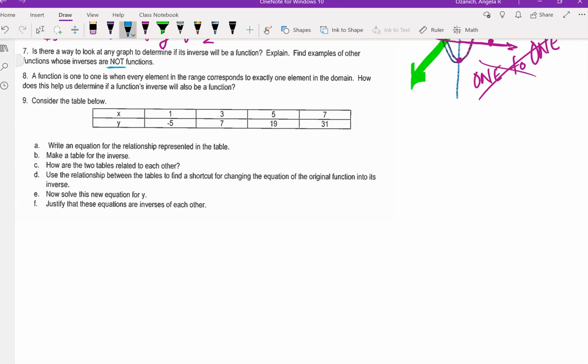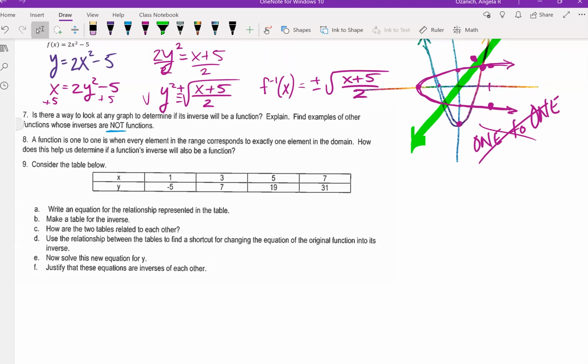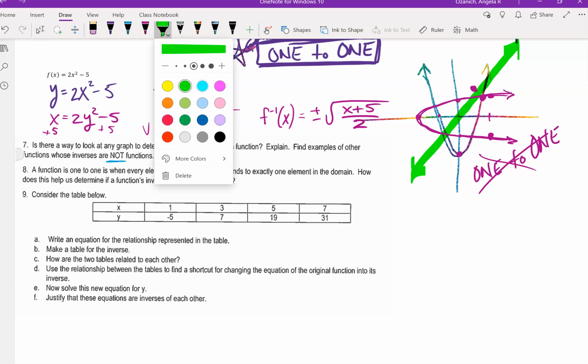Well, just like we have the vertical line test, we also can use a horizontal line test to find out if a graph is going to have an inverse that is a function. So if you imagine our parabola over here, and there's a lot going on with our parabola right now, so I'm going to use one more color.